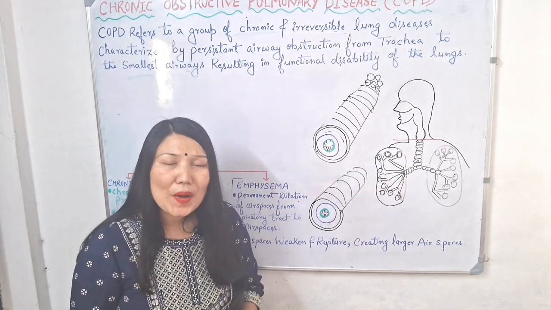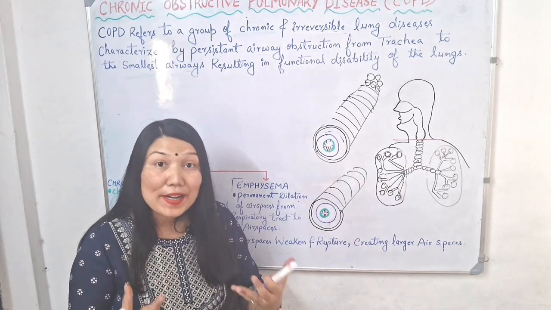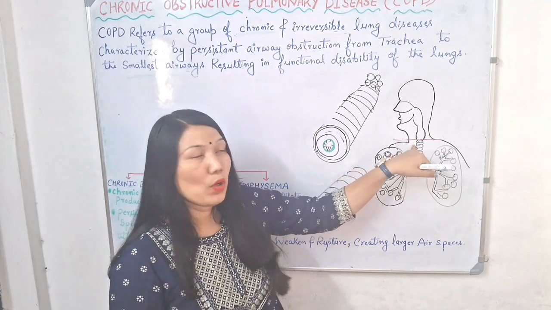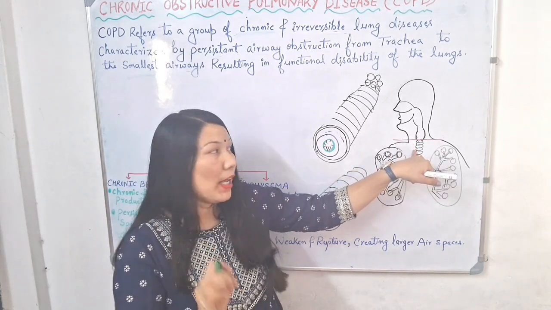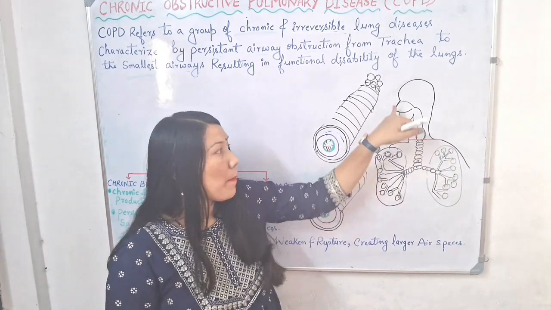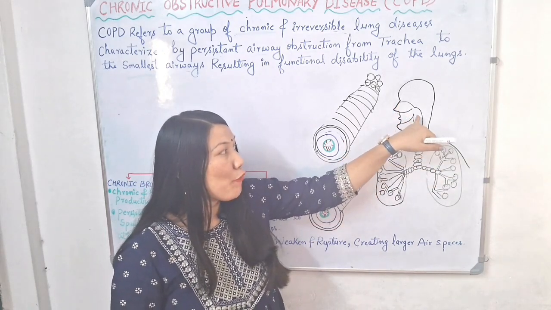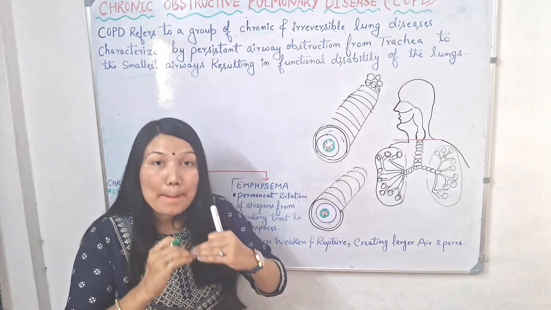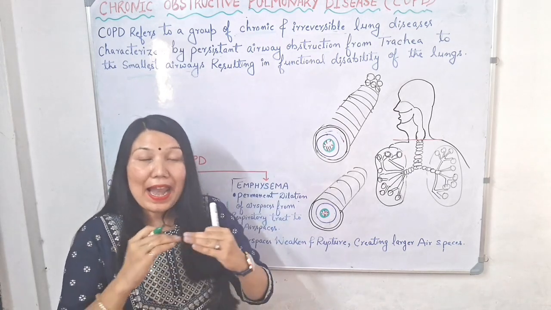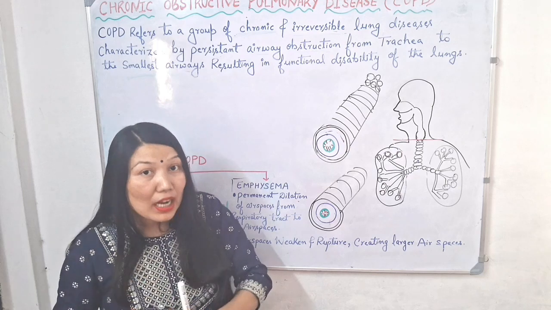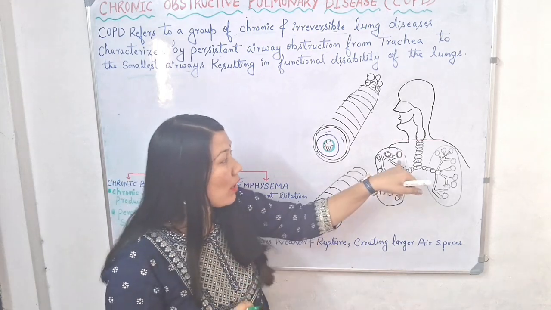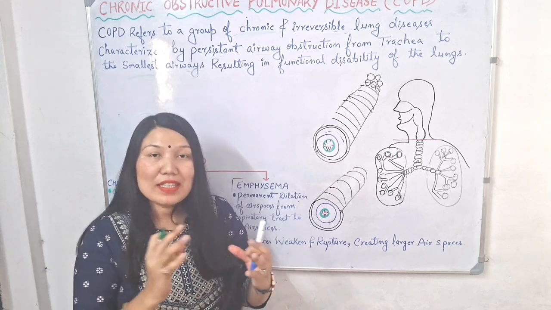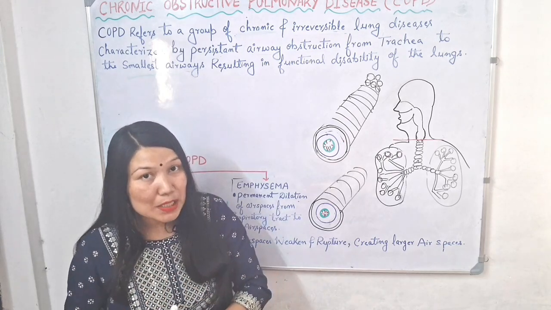So what is the lower respiratory tract, where COPD happens? The lower respiratory tract starts from the trachea. The upper respiratory tract includes our nose, mouth, hypopharynx and larynx. Up to the larynx region it is called the upper respiratory tract, and from the trachea up to the smallest unit, the smallest air space, it is called the lower respiratory tract. So COPD happens in the lower respiratory tract.